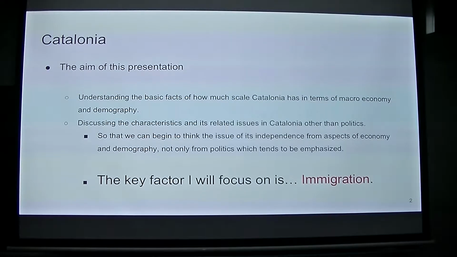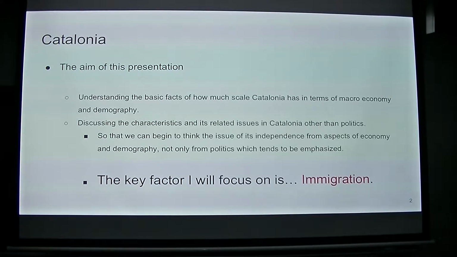So I want to think and learn about the other aspects, the more economic and demographic ones. After that, we can think about the Catalonia issue from new aspects, so that we can begin to think about the issues of its independence from the aspects of economy and demography, not only from politics. I'll talk about the basic information and demographic movement, but finally I want to focus on immigration. Immigration is a very important factor to understand those issues.